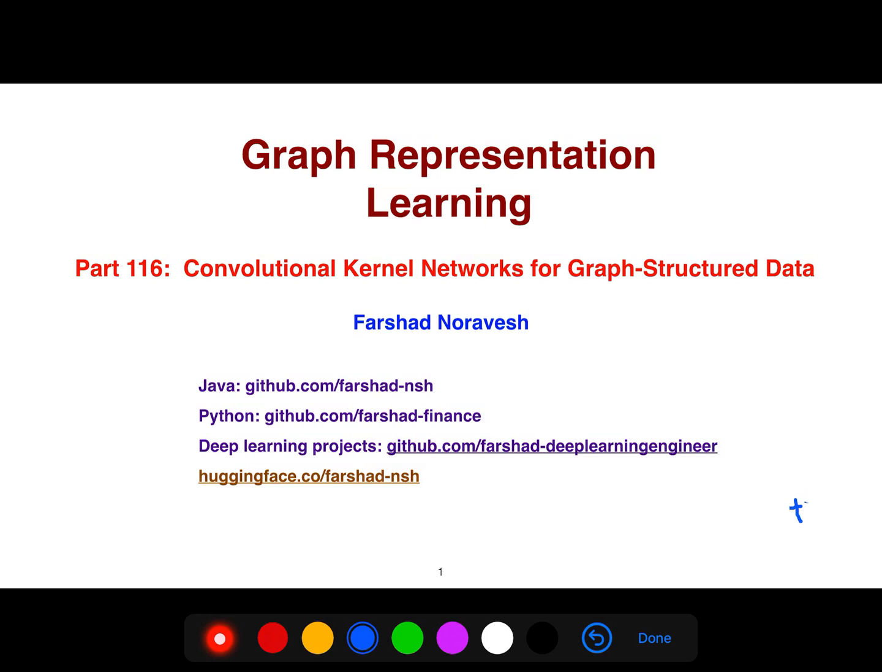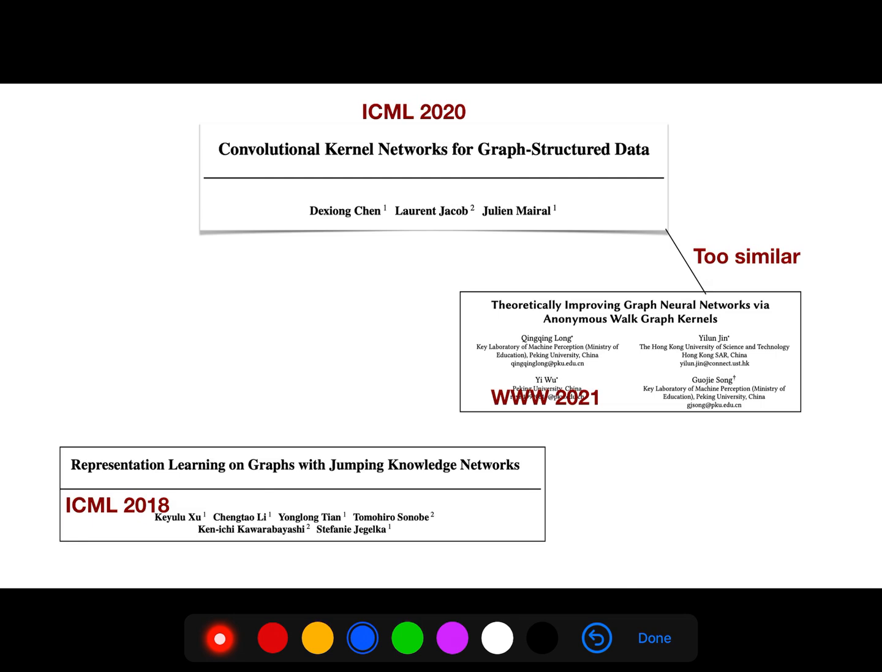Alright, so in this video I'm going to be explaining another important paper with the title Convolutional Kernel Networks for Graph Structured Data. This ICML paper in 2020 is very similar to this paper in WWW 2021.